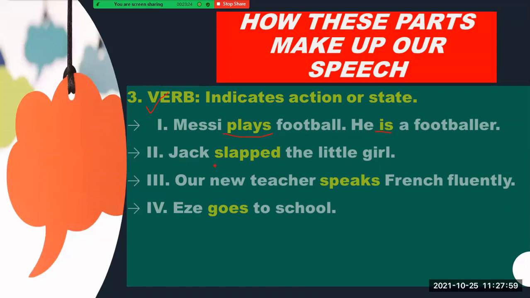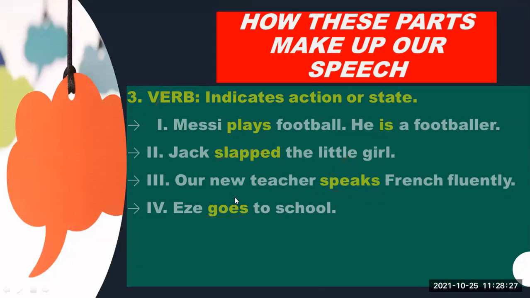Example, Jack slapped the little girl. The verb here is slapped. Example, our new teacher speaks French fluently. The verb here is speaks. Example, Eze goes to school. The verb here is goes. It reports the action of Eze.